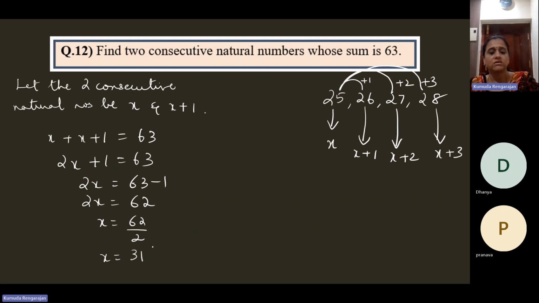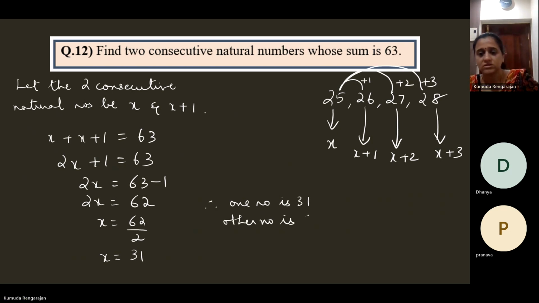Therefore, one number is 31. The other number is equal to 31 plus 1, which is 32. So the two numbers are 31 and 32.